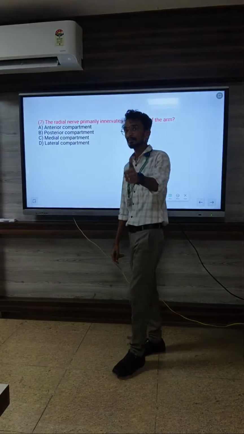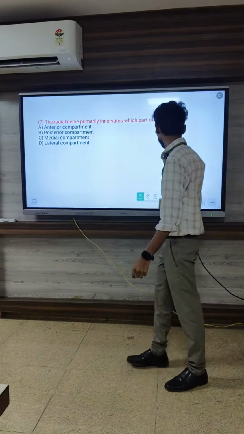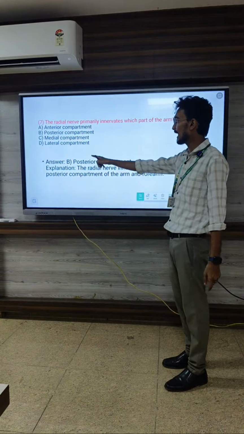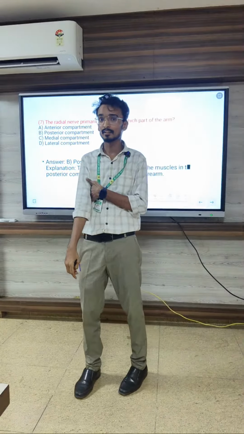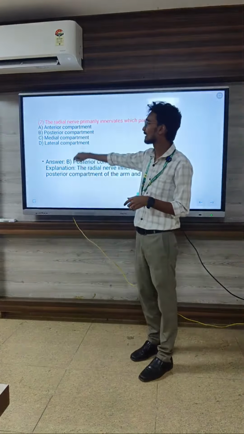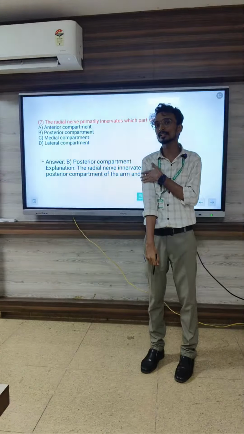Miss Kalai Selvi and Miss Sri Devi have answered correctly. We see the answer: answer C. The posterior compartment is supplied by the radial nerve. Of the remaining options, the anterior compartment of the arm is supplied by the musculocutaneous nerve.